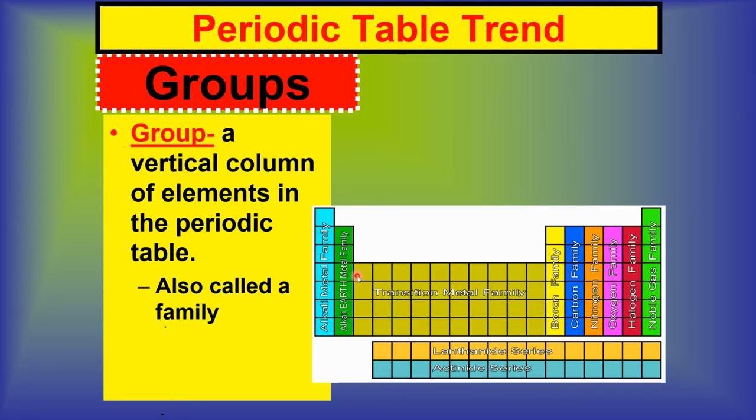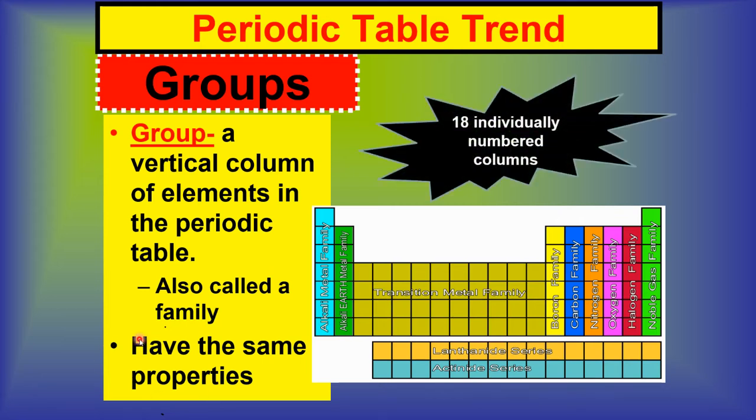Groups are also called a family. It's really important that you know both terms. Groups are also going to be called a family. These are going to have the same properties. So the horizontal rows, the elements have the same energy shells, and the groups are going to have the same properties. There are 18 individually numbered columns. Columns run vertically, up and down. Columns hold up your house.